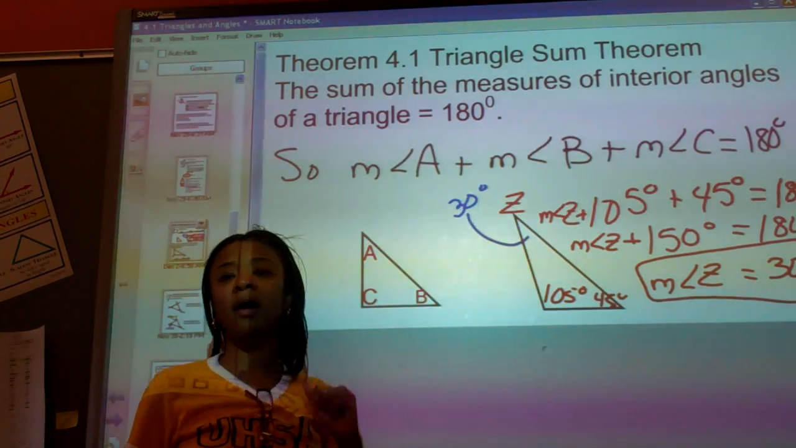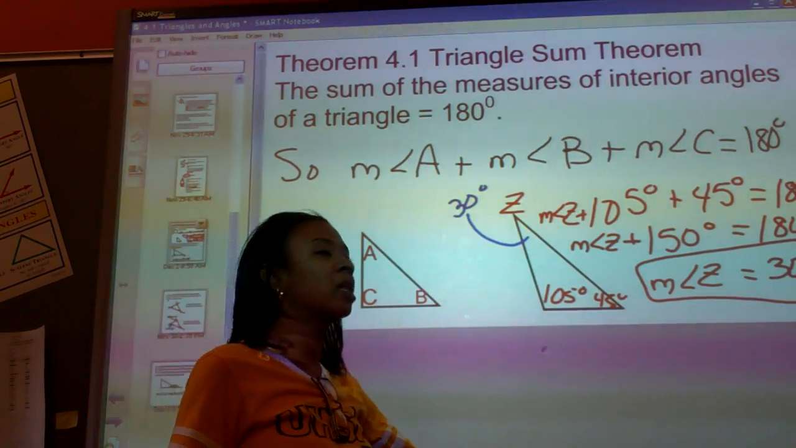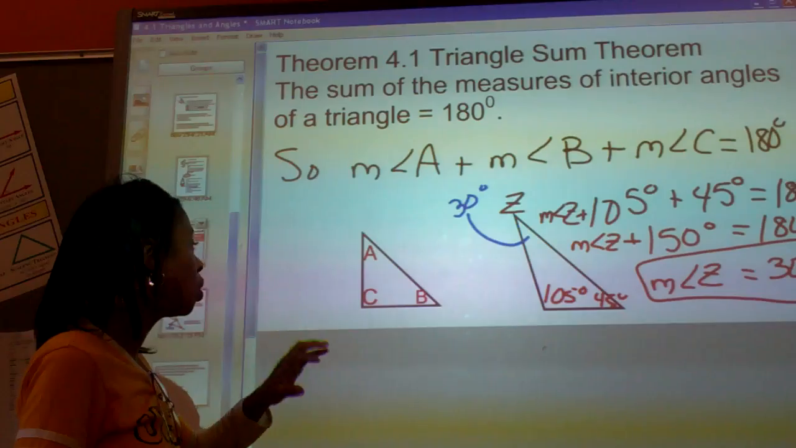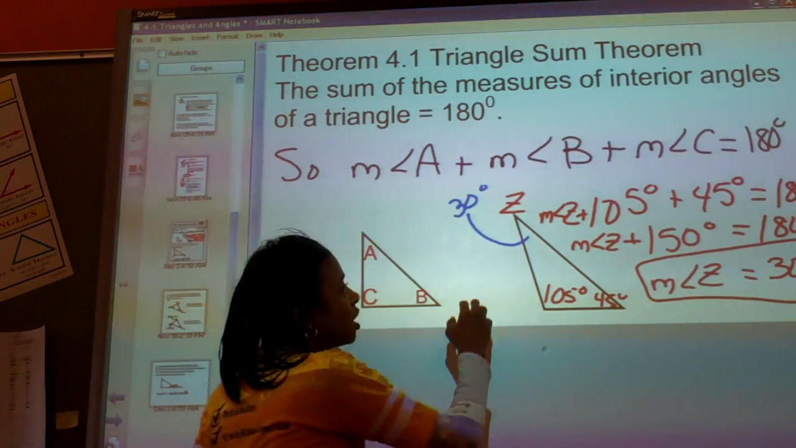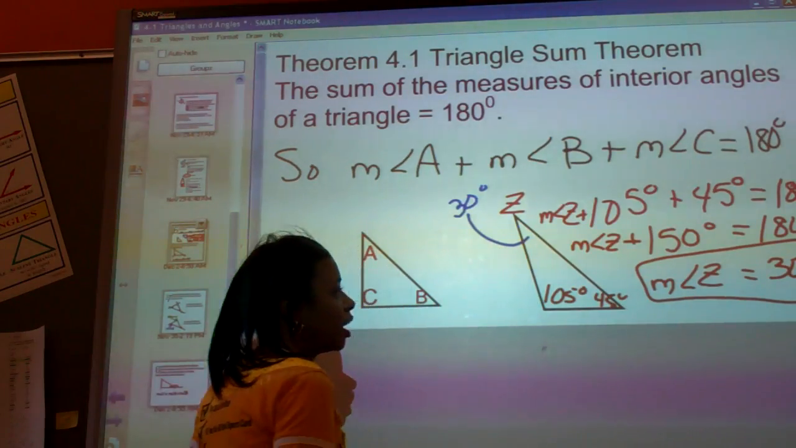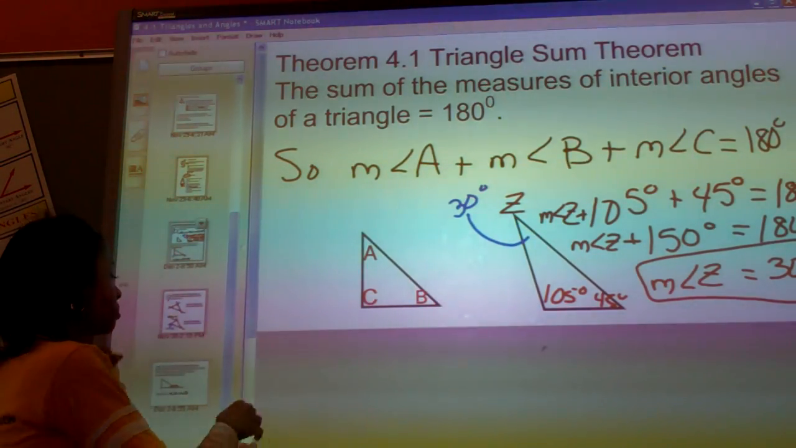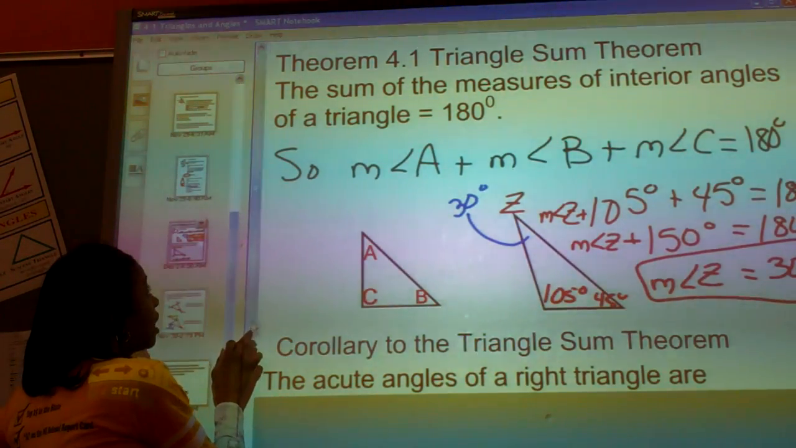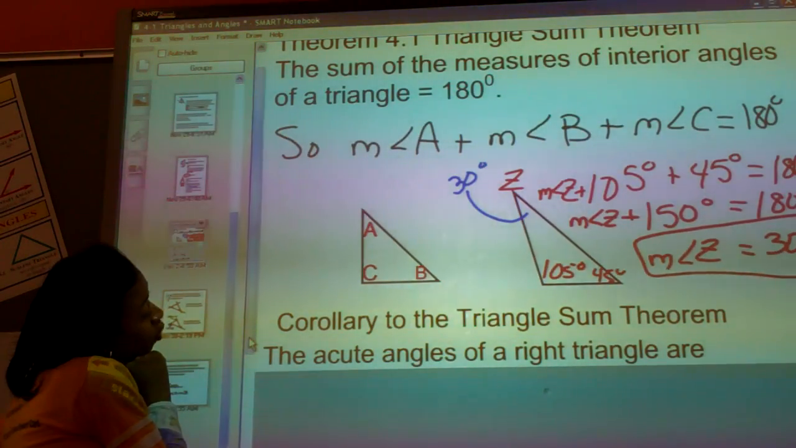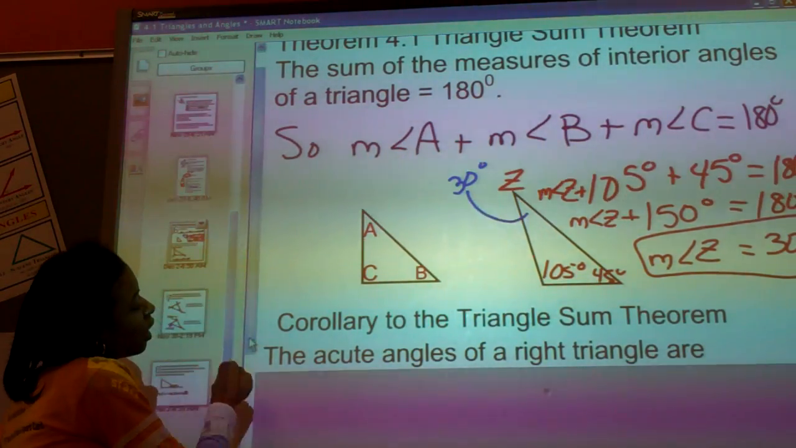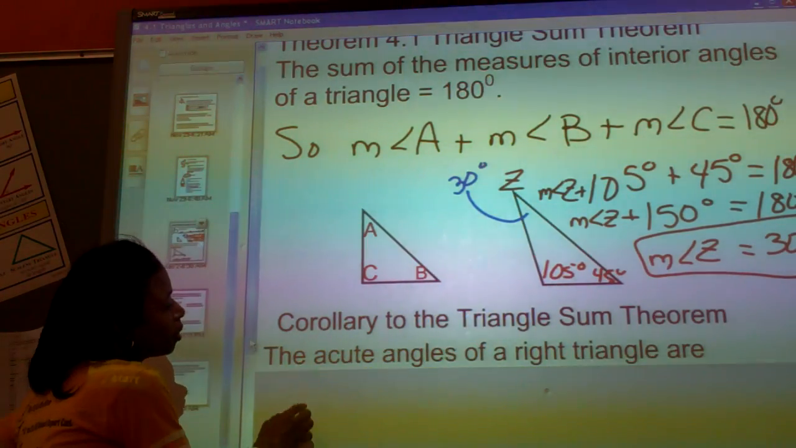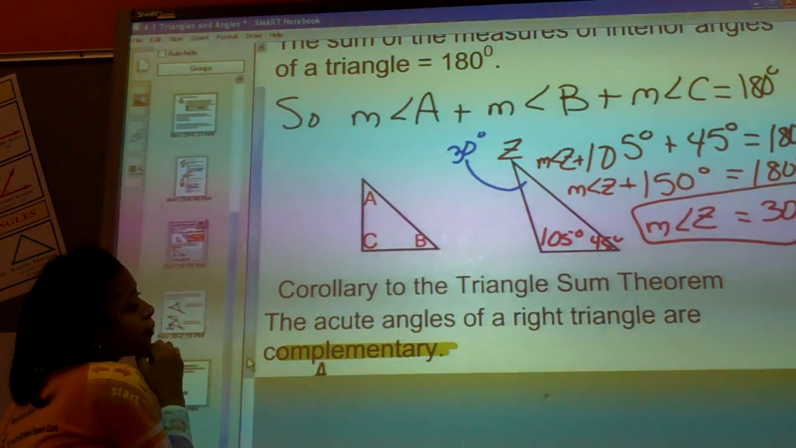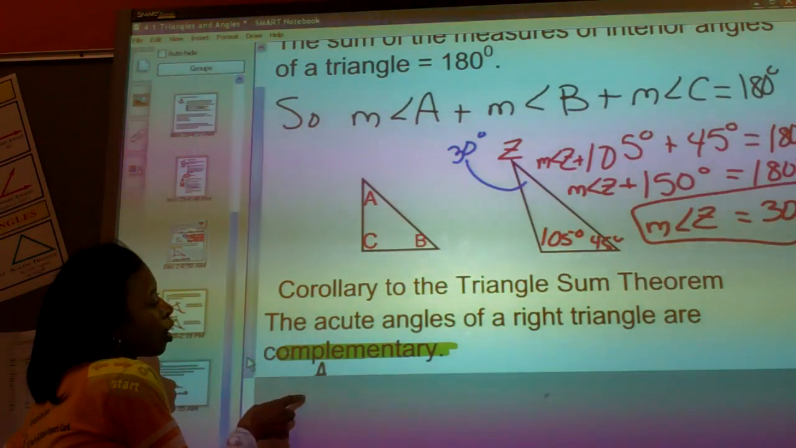Again, it doesn't matter the type of triangle, if it's scalene, right, obtuse, acute, the three interior angles must always equal together 180 degrees. Okay? Now, having stated that, the corollary, I love saying that, corollary to the Triangle Sum Theorem is the acute angles of a right triangle are complementary.